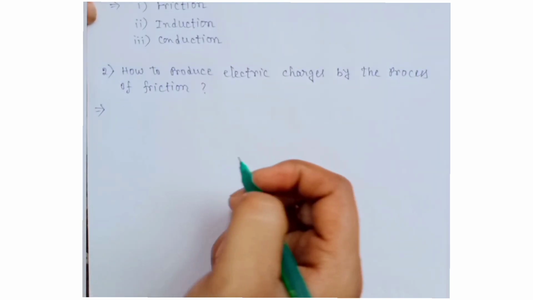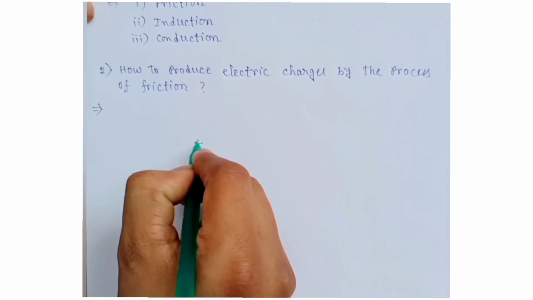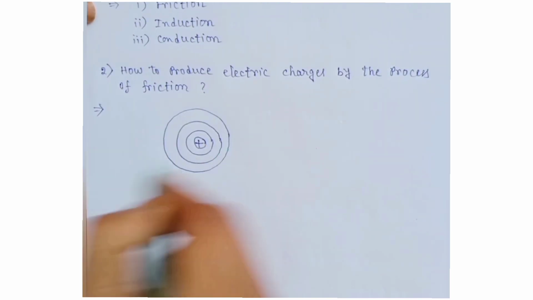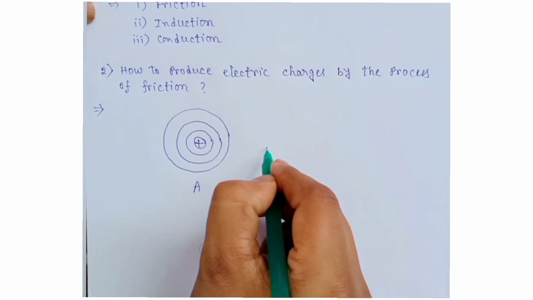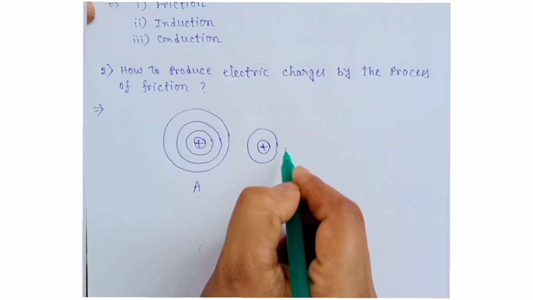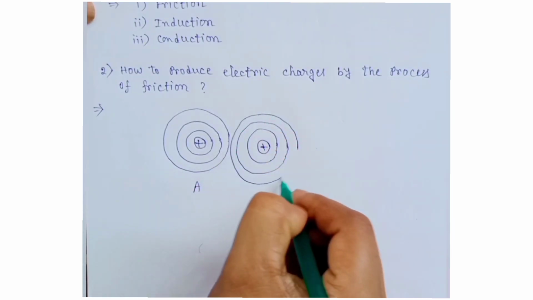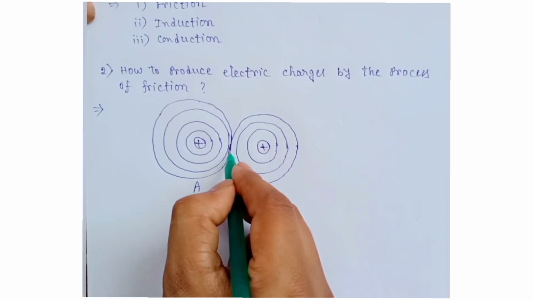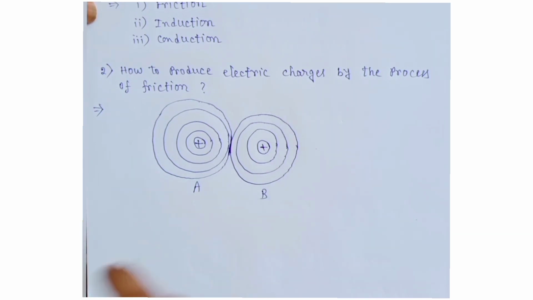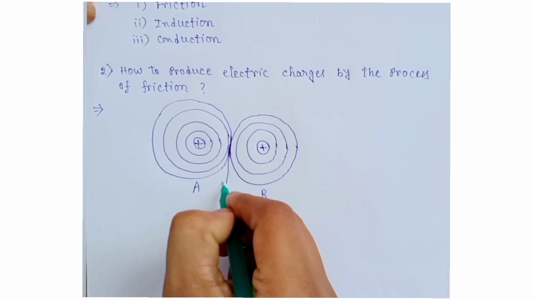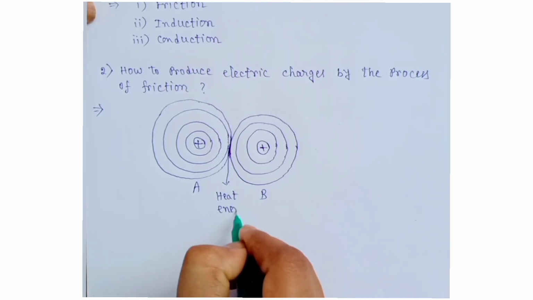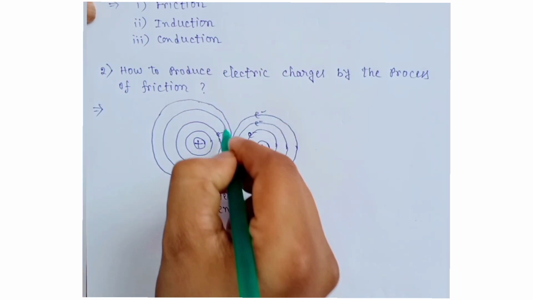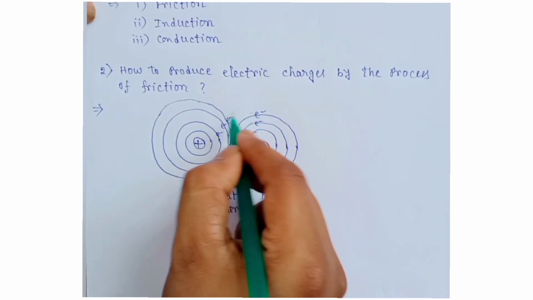The different substances will have different atoms. So let's say this is atom A, and this is atom B. This is the contact point of the atoms, and we are rubbing atom A and atom B. Now, due to the rubbing, heat energy will be produced, and this heat energy will be absorbed by electrons of both atoms, mainly the outer electrons, the electrons of the outer shell of the atoms.